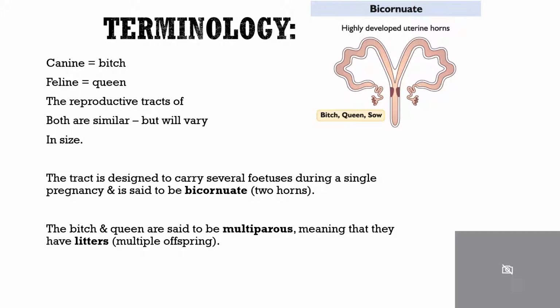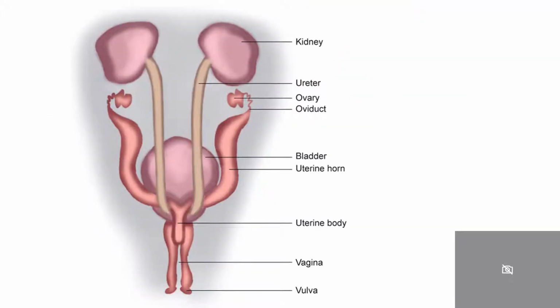The tract of both these animals is designed to carry several fetuses during a single pregnancy, and is said to be what we call bicornuate. So we have two uterine horns, as we can see in the image provided. And the bitch and queen are said to be multiparous, meaning that they have litters. That means they have multiple offspring, not just one. The image provided shows the setup of the female reproductive tract.